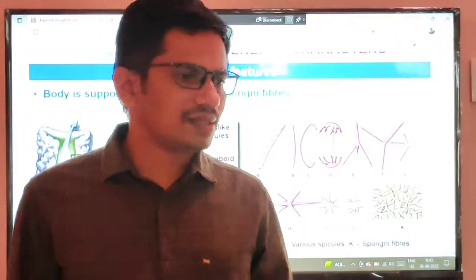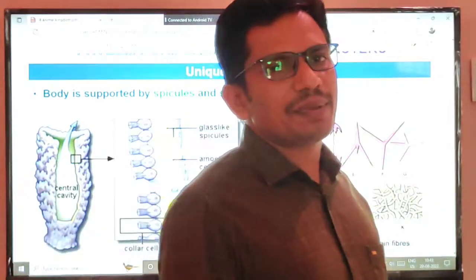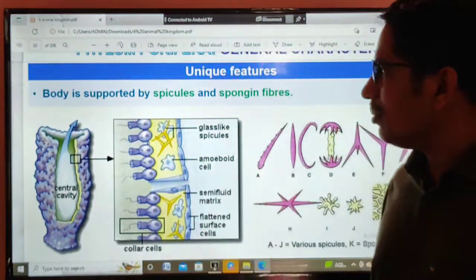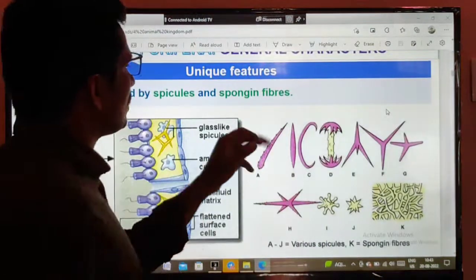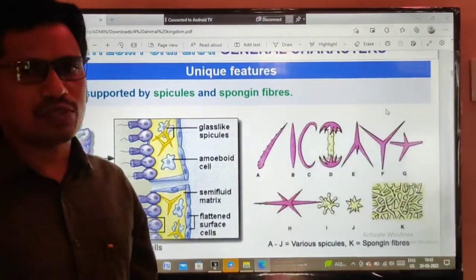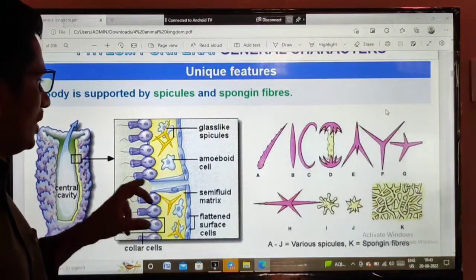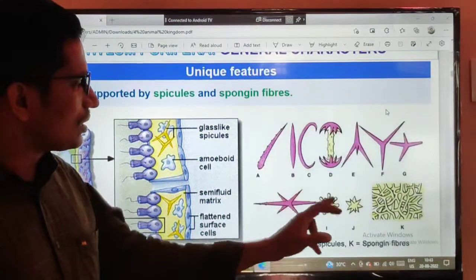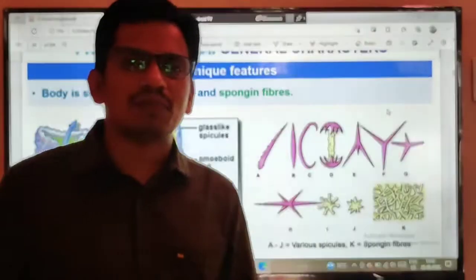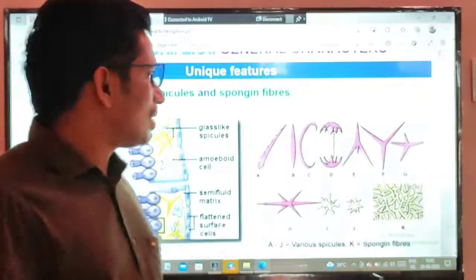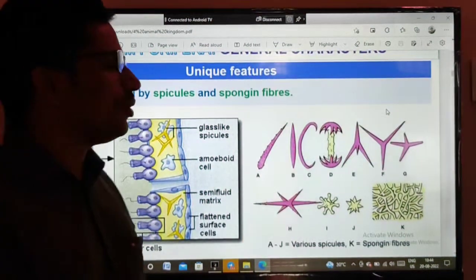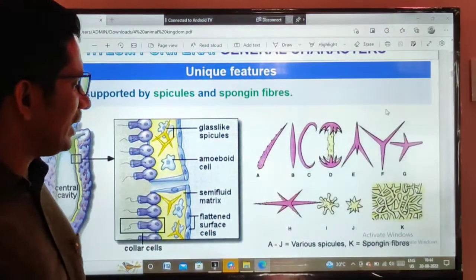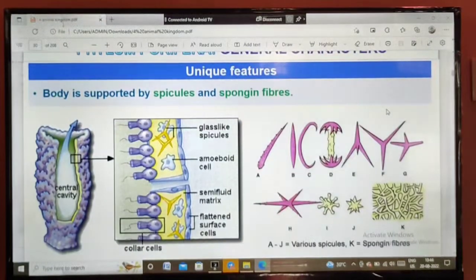Hi students. Now the continuing topic is phylum Porifera. In the phylum Porifera, the body is supported by spicules and spongin fibers. Here there are different shapes of spicules. That's the main feature, and all over the body there are small holes. Pori means holes, ferens means bearing, so they are pore-bearing animals, which we know as the poriferans.